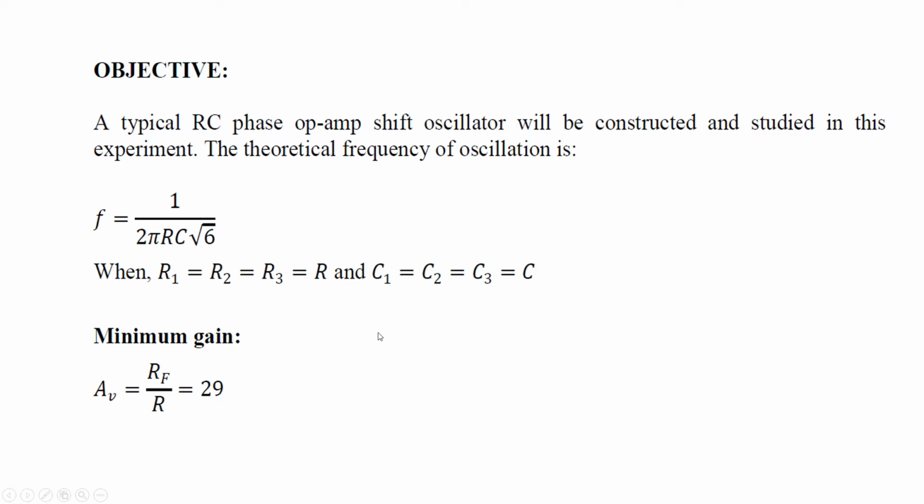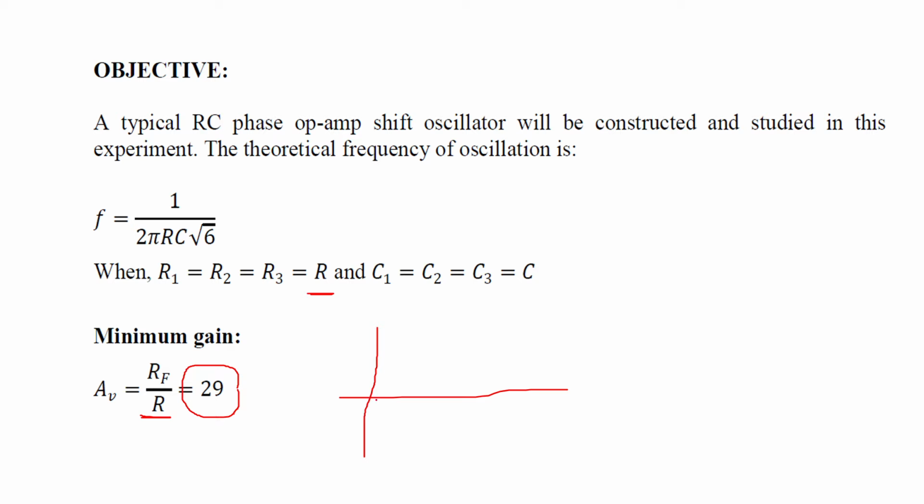Basically, we can measure the gain by identifying the feedback resistor RF and also the R. The R is the one being used for the RC. At least you have to get 29 as the gain. If it's less than that, your signal will be a damped oscillation.